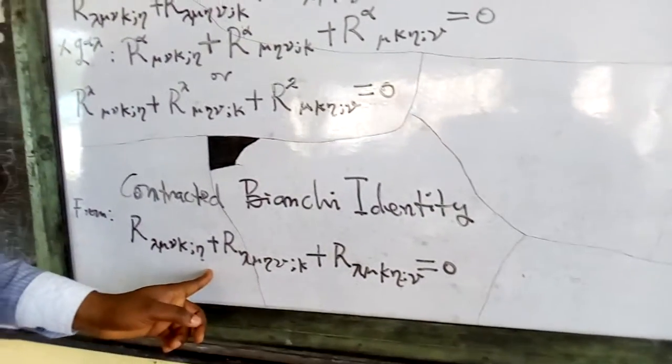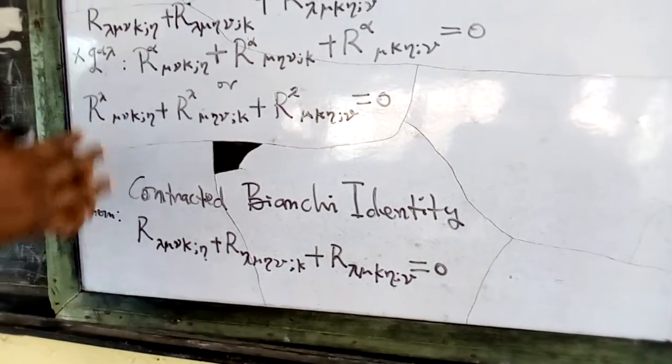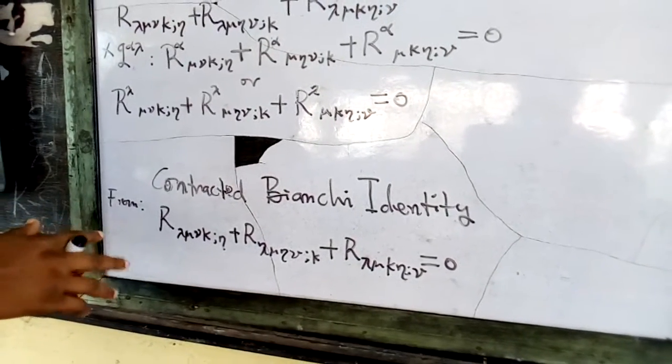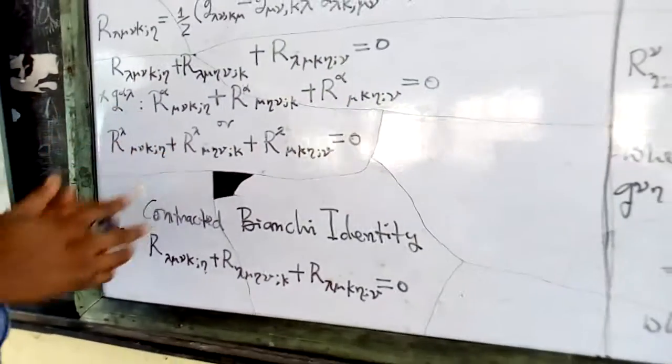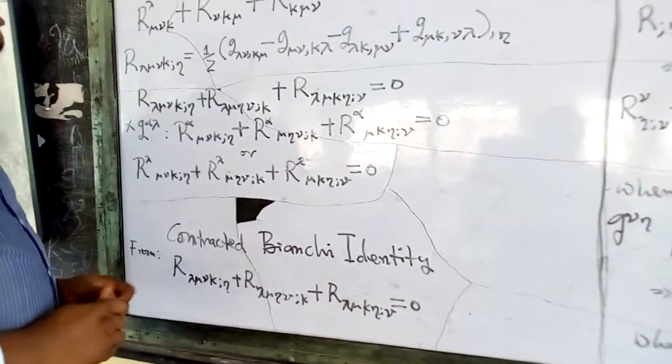So this is one of the very important properties, or one of the results we can obtain from the Bianchi identities by employing the various symmetry properties of the Riemann tensor and also our raising operator, which is the metric tensor.